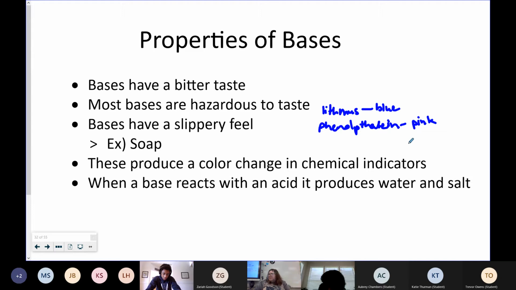And the last sentence is pretty much the same as on the previous one. When bases react with acids, they neutralize, producing salt, so some ionic compound, and water. So something like you might have bleach in your house. Bleach is very basic. So if you've ever gotten bleach on your hands while you're doing laundry or something, it's very slippery and kind of greasy.